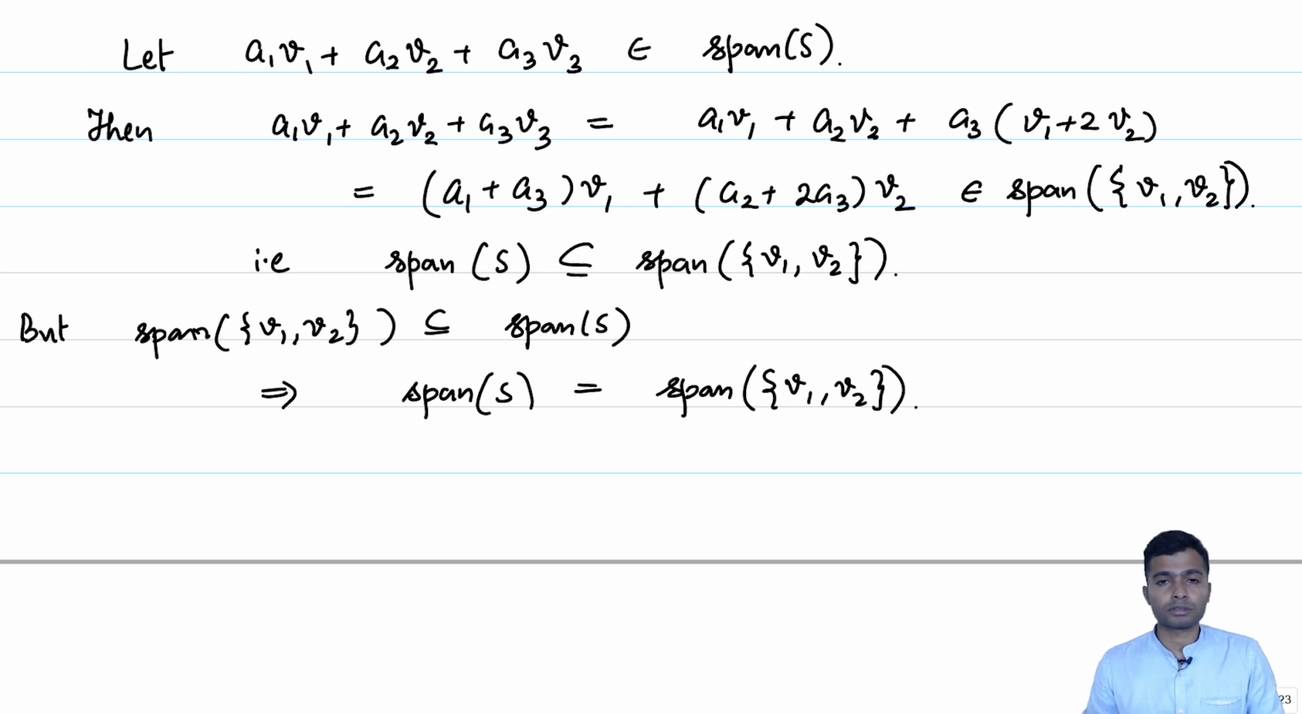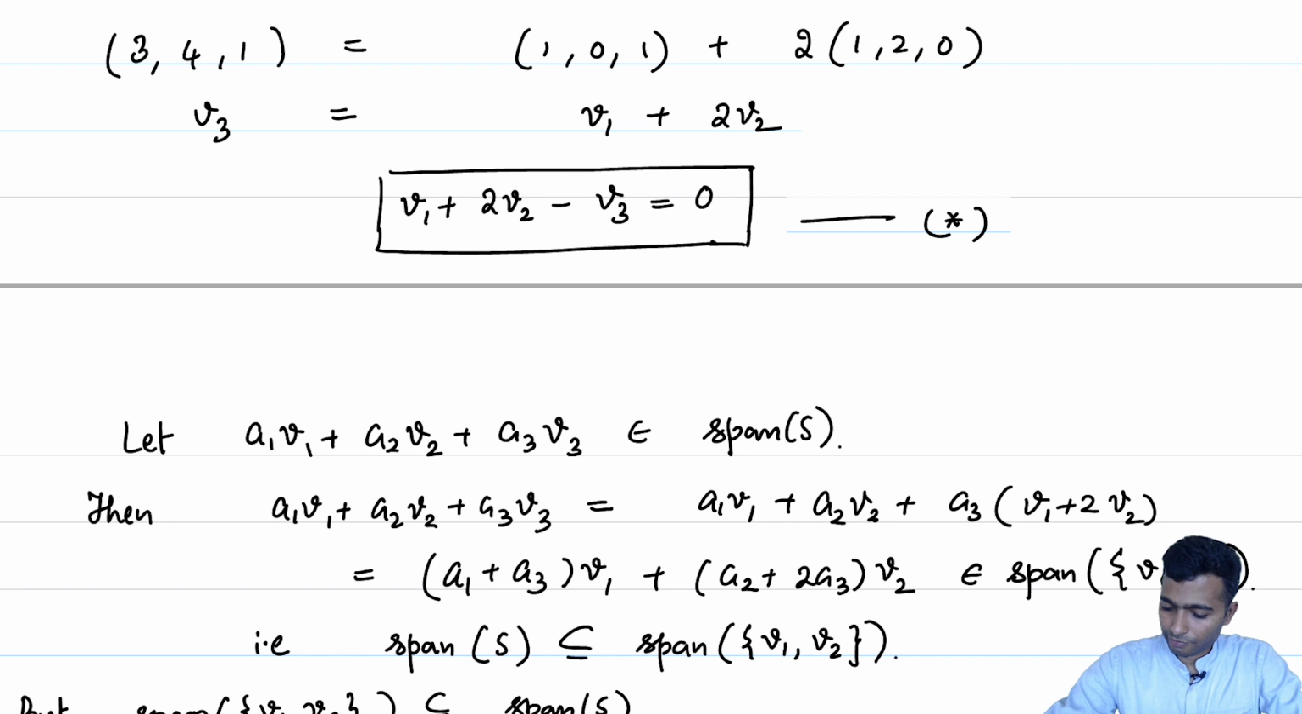But what does that mean? This means that to study the span of S, an element of S, namely V3, is totally redundant, and that is because of what is happening in this box: V1 plus 2 V2 minus V3 is equal to 0. This is what is referred to as a linear dependence of V1, V2, V3. So, let us capture that in a definition, linear dependence.